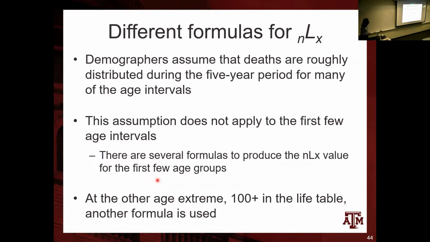And like I said, at the other extreme, for the last row in that life table, 100 plus, another formula is used as well to estimate the average number of years that people who reach at least 100 years of age will live from then on.